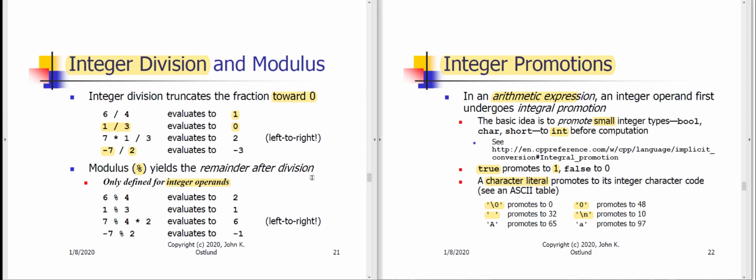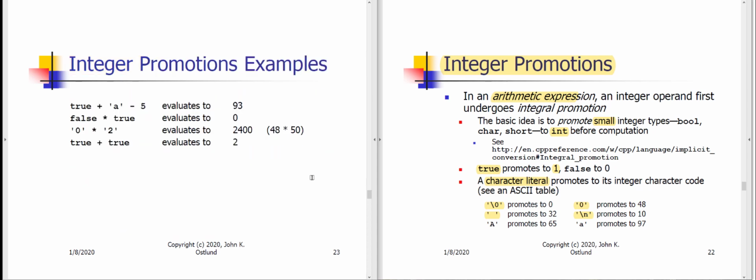So these promotions just occur automatically. You're not warned about this. You're not asked about this. It just happens. Consequently, if I write an arithmetic expression such as this one, true plus quote little a quote minus 5, this is evaluated from left to right. So true plus little a.